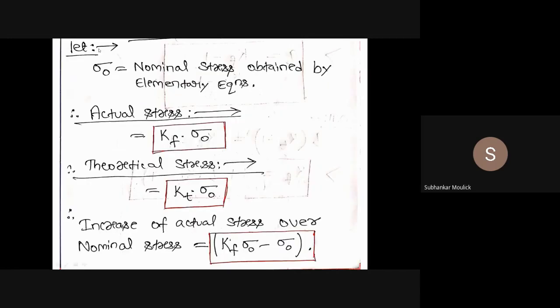Fine. So if that is the case, I can write that Kf is equal to maximum stress sigma max divided by nominal stress. Then that maximum stress will be Kf into nominal stress, and this maximum stress will be nothing but the actual stress acting in the actual component subjected to fatigue failure. You have to take this fatigue stress concentration factor into account. So the actual stress value is given by Kf into sigma naught. Is it clear?